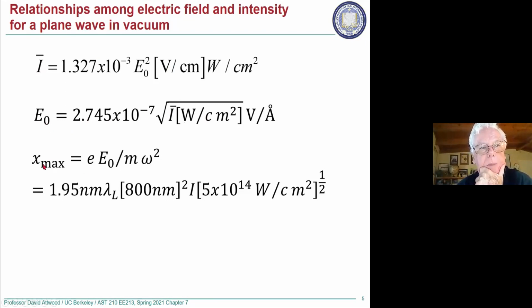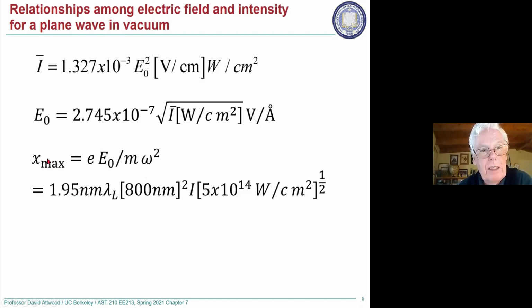And this X max, this is the calculation someone was just asking about. This is the maximum excursion distance of the electron from the atom. And it depends on the electric field of that incident laser pulse, that focused beam, and it depends on the frequency of the laser or the wavelength squared. So you could just replace here 1 over lambda squared with the right constants, okay, and see.